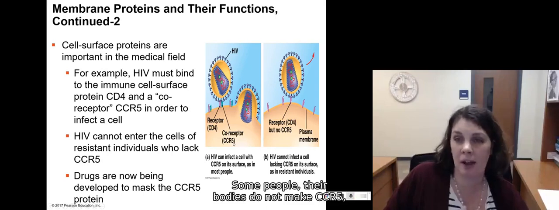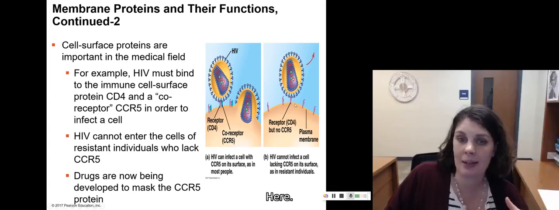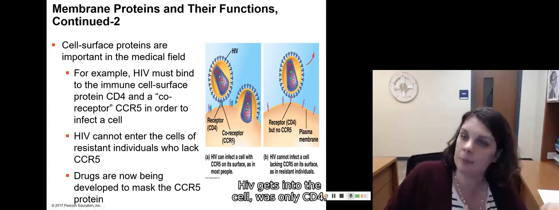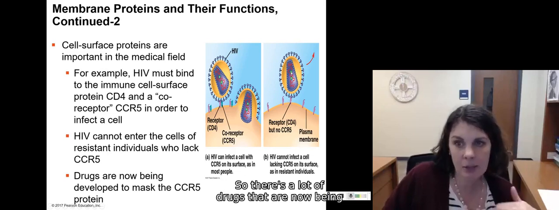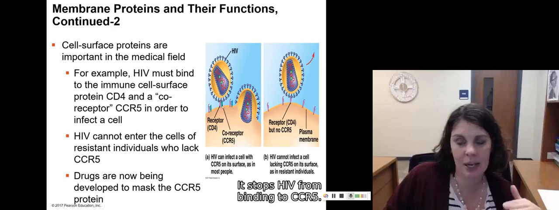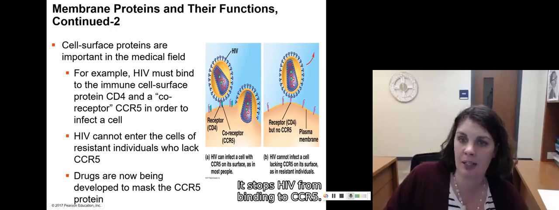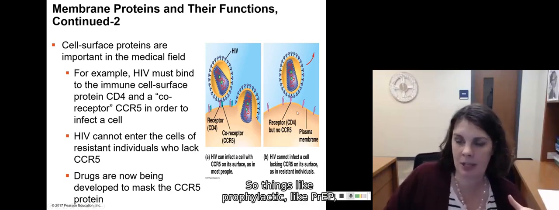Some people, their bodies do not make CCR5. They only have CD4 on it. And without CCR5, HIV can't firmly bind to the cell. So it won't get in. Here, a cell that has both CD4 and CCR5, the HIV gets into the cell. But with only CD4, the virus doesn't get into the cell. So there's a lot of drugs that are now being created to block this co-receptor. So your cell acts like this. It stops HIV from binding to CCR5 so HIV can't penetrate and get into the cell.